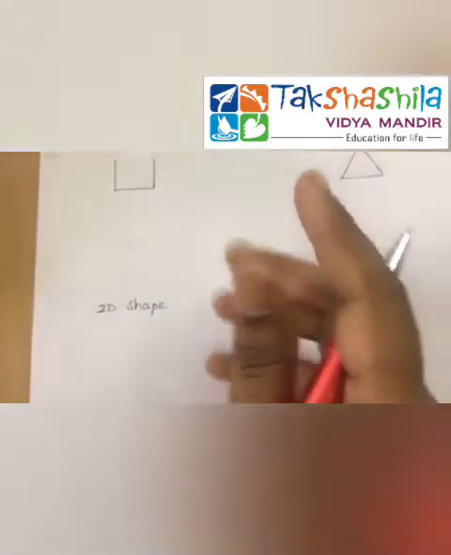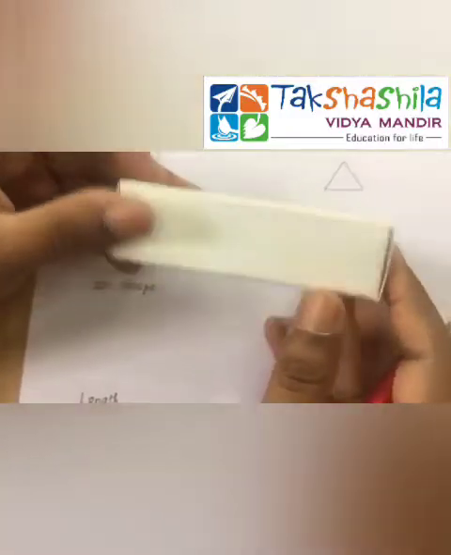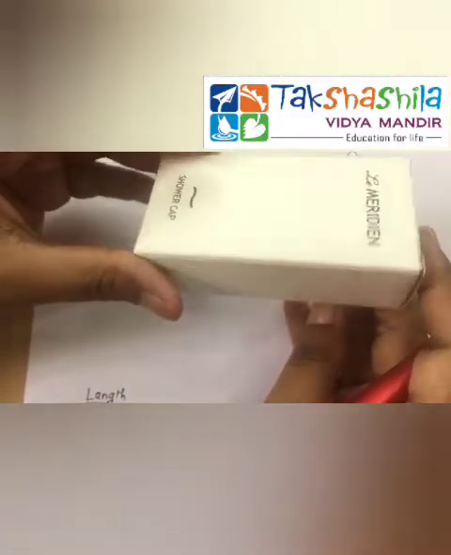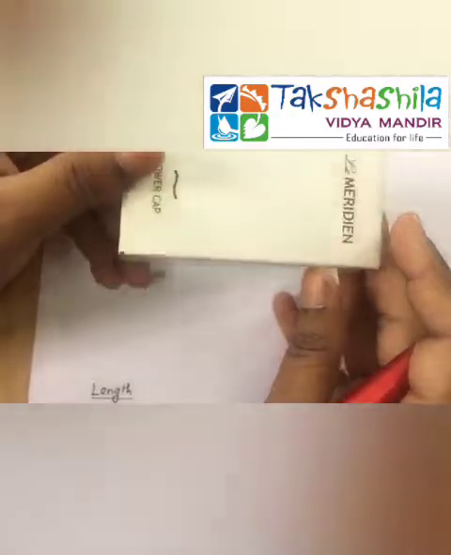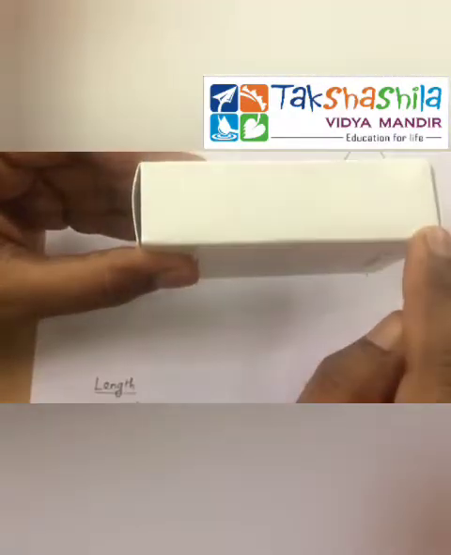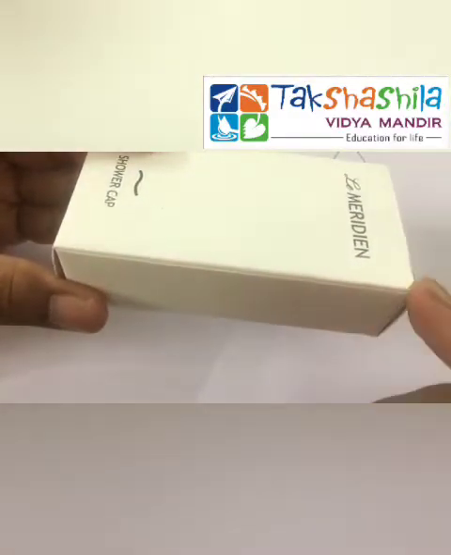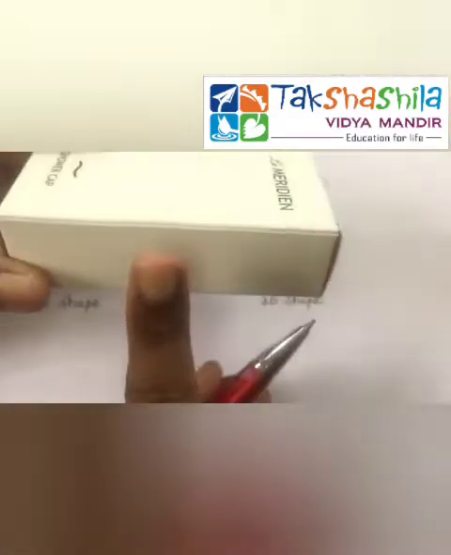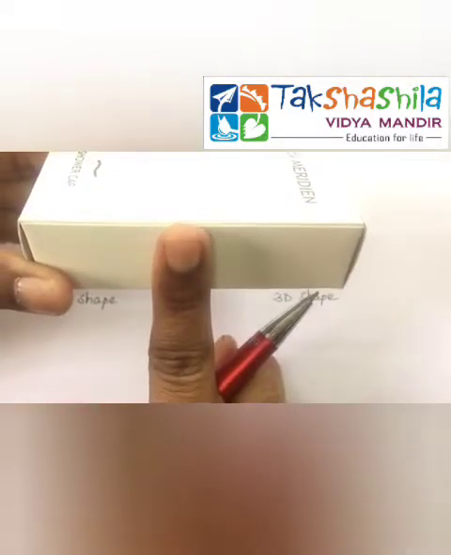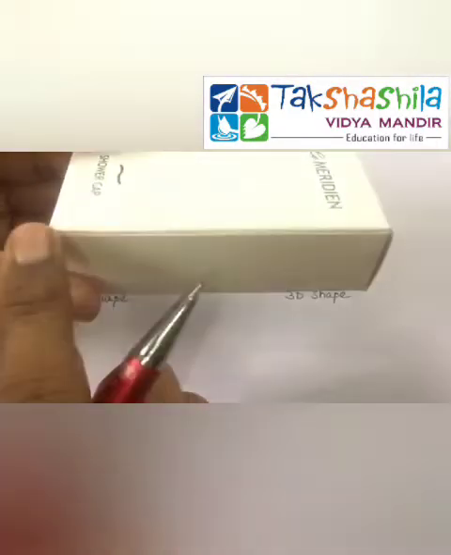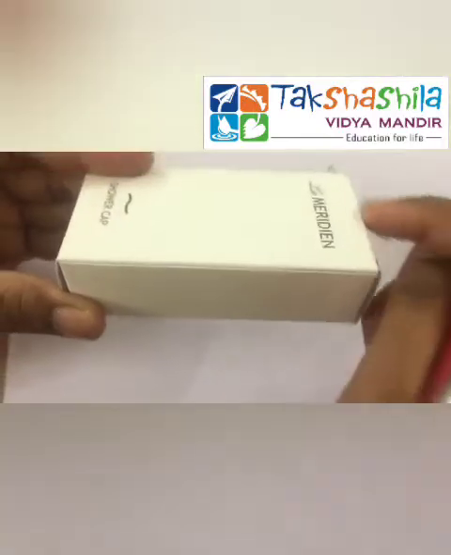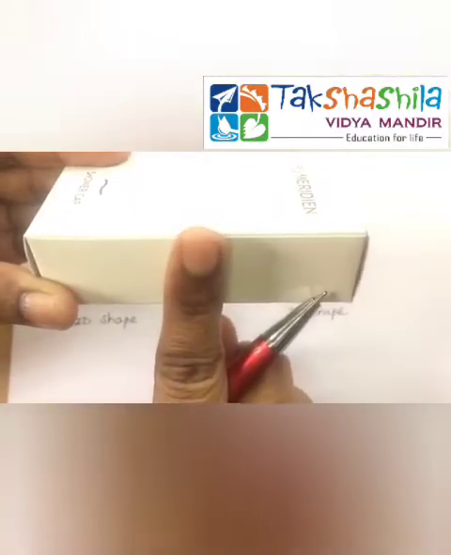Take this box. What is the shape of this box? Yes, it's cuboid. This box has a length, a breadth and a height. So a 3-dimensional shape will have length, breadth and a height. Okay.